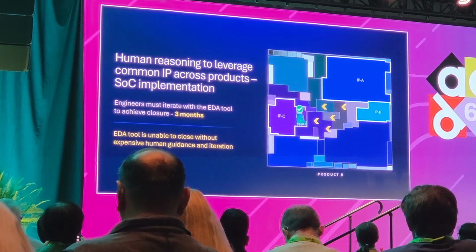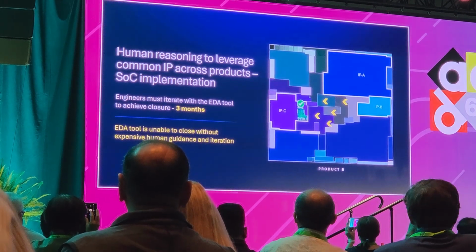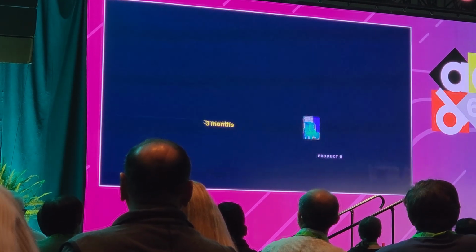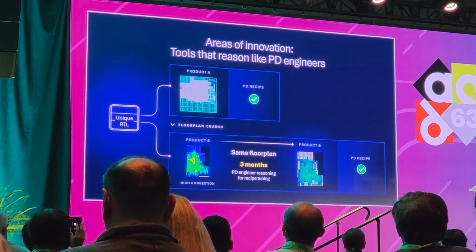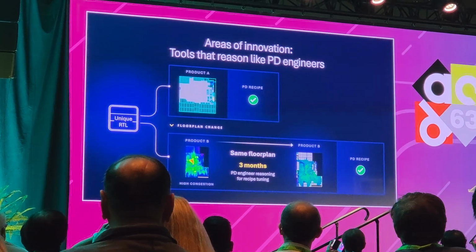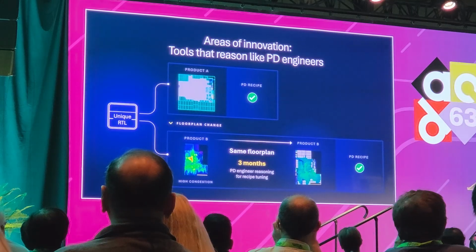So the designer intuition was correct. Getting the EDA tools to meet the PPA targets with this floor plan revision took multiple iterations, and that's what caused the 3 months of effort. The 3 months were spent in recipe tuning of the EDA tools. Neither the RTL nor the floor plan were changed in these iterations. So this is a huge source of inefficiency.